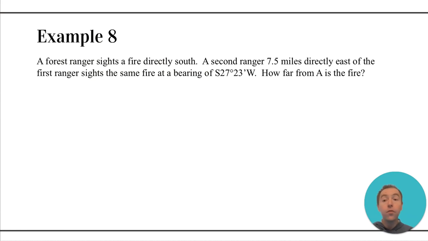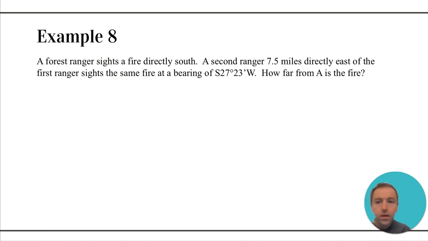Here we have that a forest ranger sights a fire that is directly to the south of that ranger. And there's a second ranger that is 7.5 miles directly east of that first ranger, who sights the same fire at a bearing of south 27 degrees 23 minutes west. How far from A, meaning the first forest ranger A, we could call them, is the fire located?